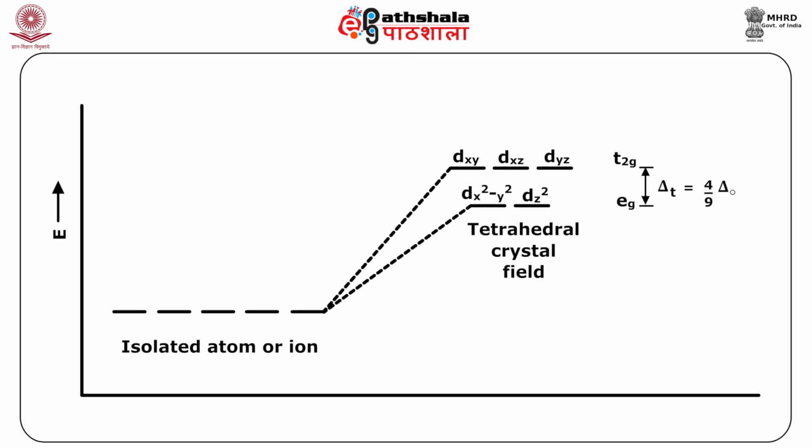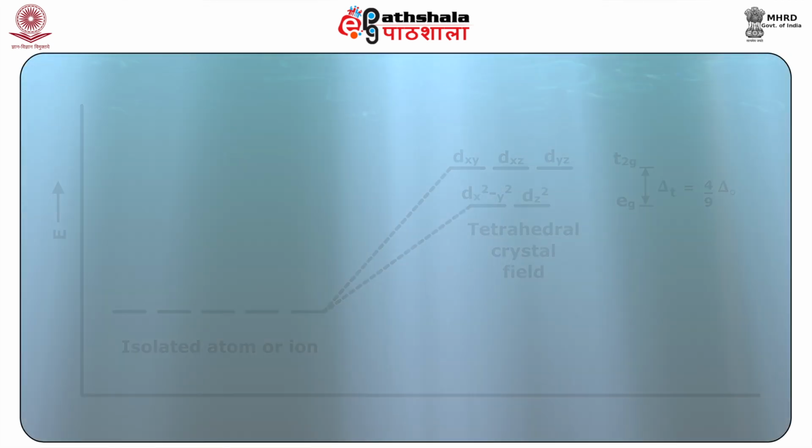Also, the crystal field is much weaker for the tetrahedral complexes in comparison to the octahedral complexes, since the number of ligands has now been reduced to 4, as there were 6 for the octahedral case. The value of crystal field stabilization energy for the tetrahedral complexes is nearly 4/9 times that of the octahedral complexes. This is again depicted in the diagram shown.